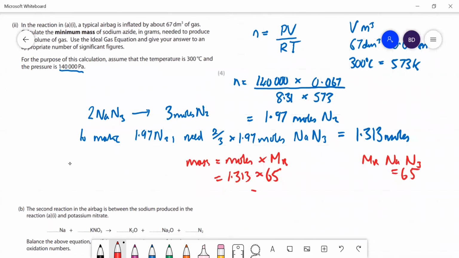So that mass is equal to 85.36 grams. I think we should give this to 2 sig figs because that's the least accurate bit of data there. So we should give that as 85 grams. Okay.